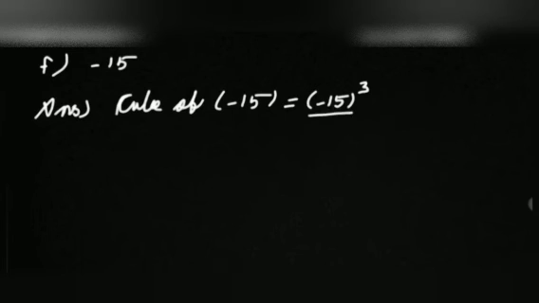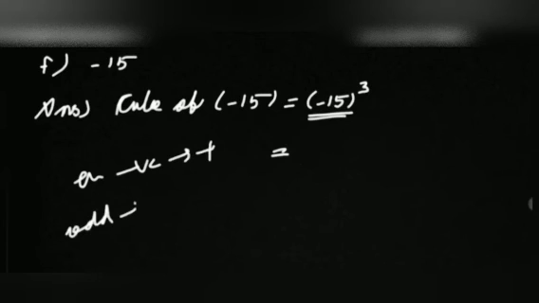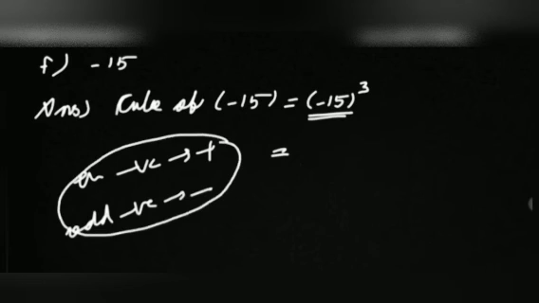Please don't forget to put the bracket here. This is equal to, again, our rule. What is the rule? The rule regarding the power of a negative integer. Even power of a negative integer is positive, and odd power of a negative integer is negative.